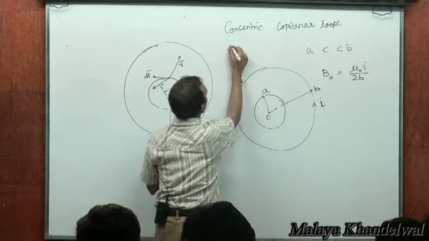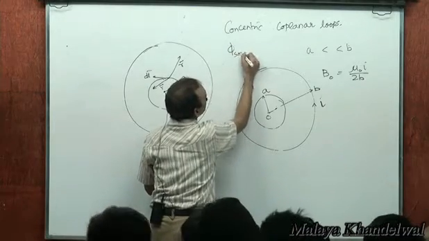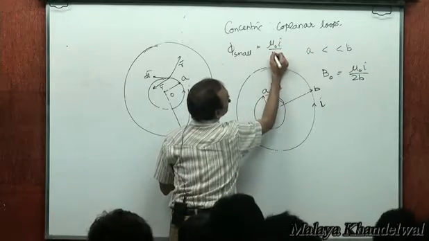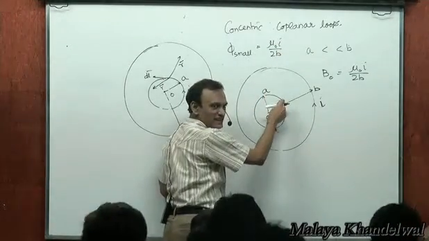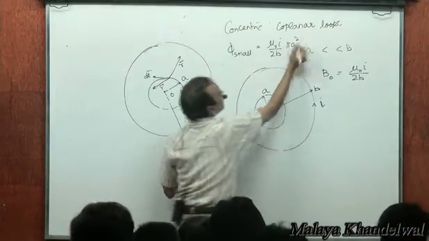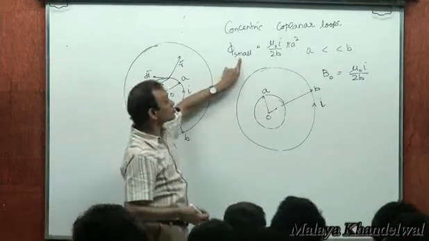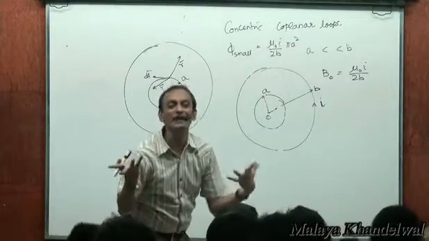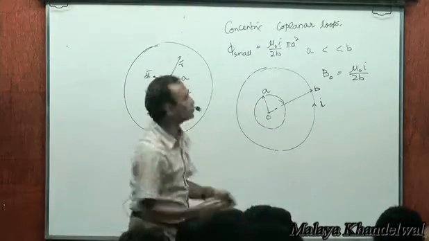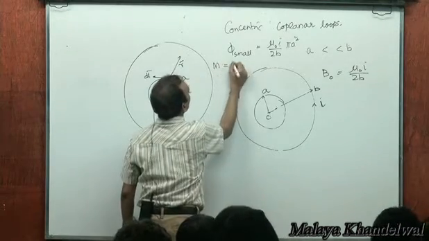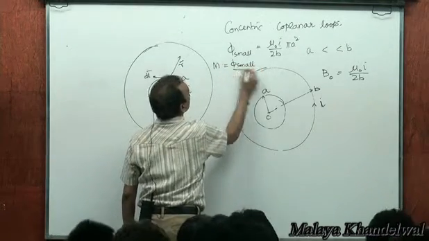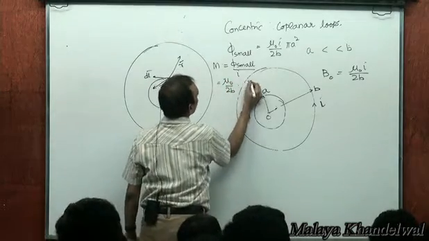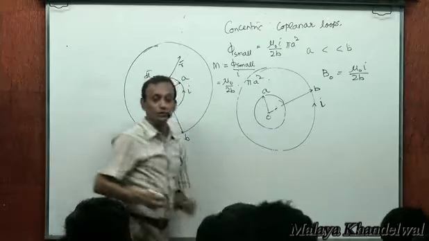So what's the flux associated through the smaller one? The flux through the smaller one would be mu naught I by 2b, into the area of this, pi a squared. So this is the flux through one with the current through the other one. So phi divided by I will give me the property M for the loop. So M for the loop is phi through the smaller one divided by I through the bigger one, which then turns out to be mu naught by 2b into pi a squared. That's the coefficient of mutual inductance for this.